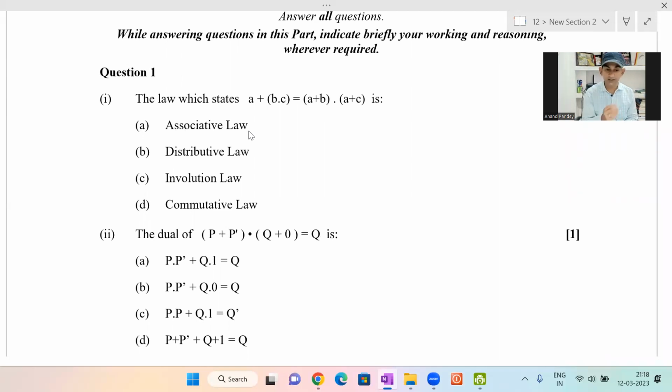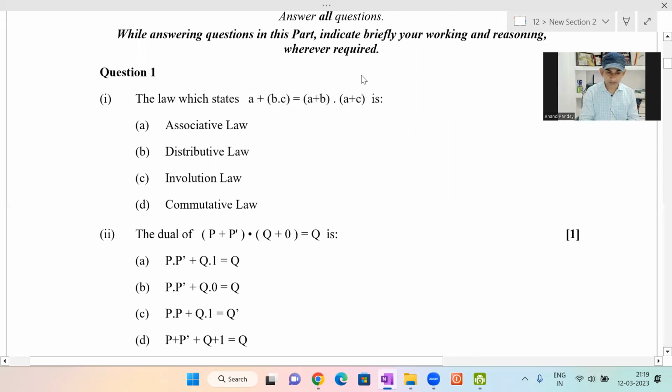So you have to learn all the Boolean laws with their names. It's very important. See this question: the rule is given here. What is the name of this rule? Which law is it? You must know. If you have all the Boolean laws in your mind, then many questions you can solve easily. Let me show you.